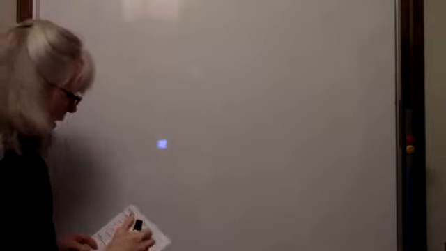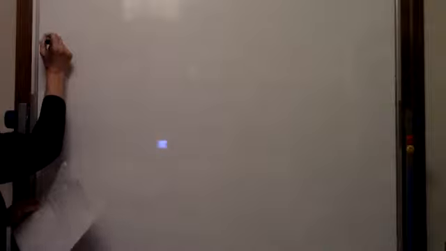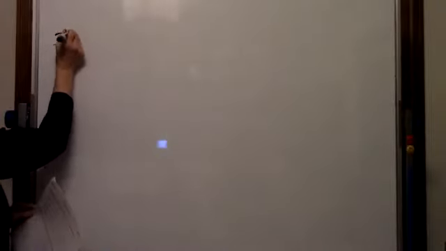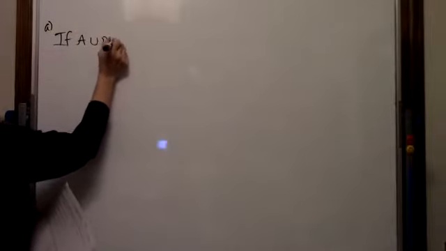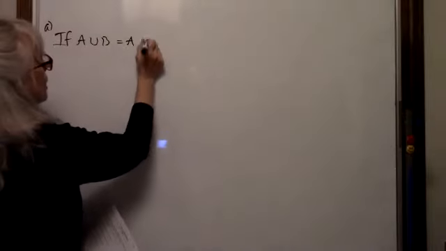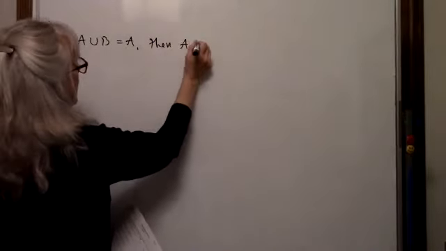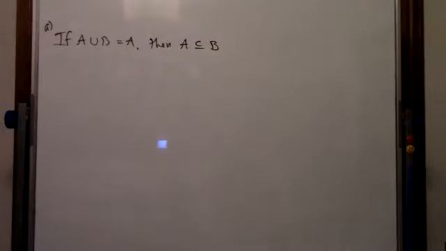Sorry about that. Okay, so our next example, we want to determine whether the statement is true or false, and explain why it's true or explain why it's false. Let's use examples to do that. So the first statement says, if A union B is equal to A, then A is a subset of B.